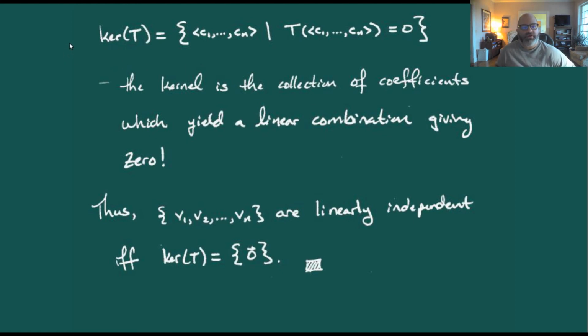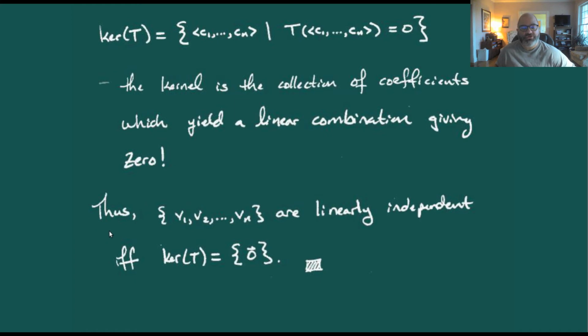Now, there's a set that we had talked about before. If we look at the kernel of T, that's our set of vectors such that T of that vector is going to give us 0. Since T of that vector is just our linear combination with the v_i, what this is really saying is that the collection of scalars that give us a linear combination of 0 is going to be the kernel of our transformation.